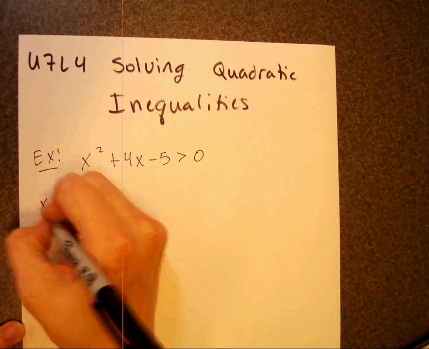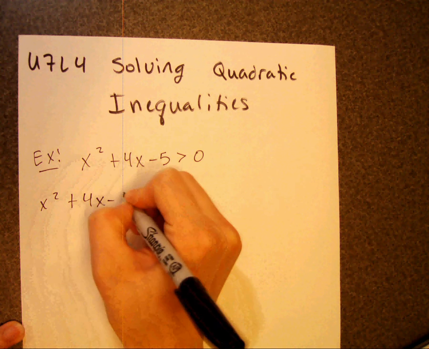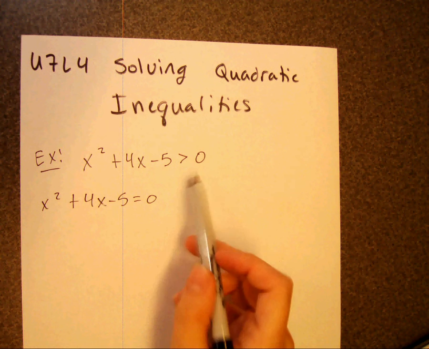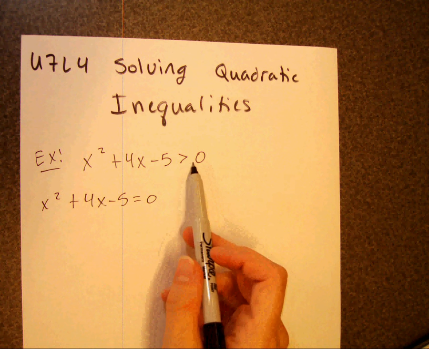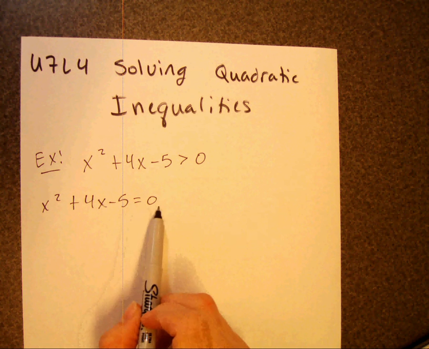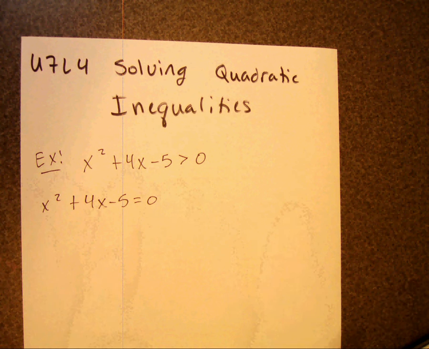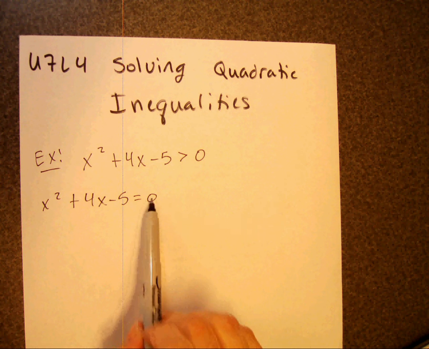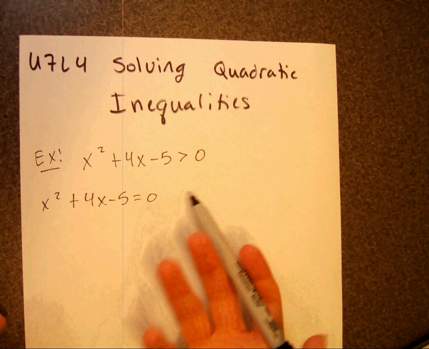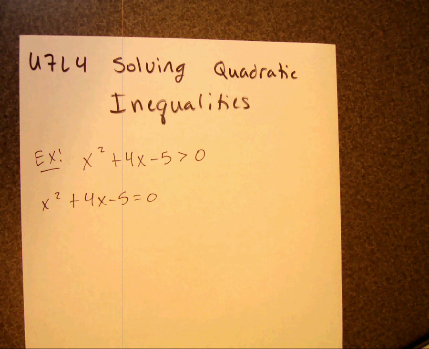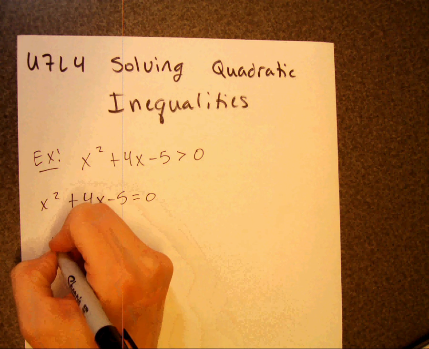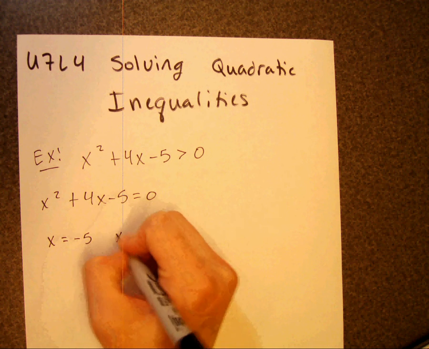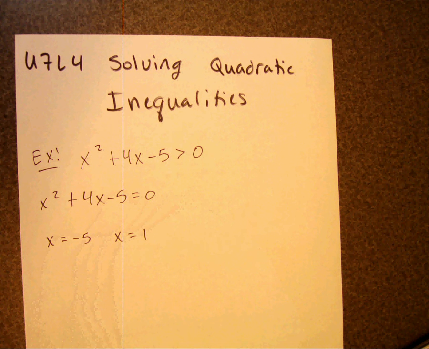So I'm going to start off by solving x squared plus 4x minus 5 equals 0, to give me a starting point, because I know I want all the values that are greater than 0. If I can find the ones that make it equal to 0, we can check little intervals and see if it's positive or negative. You could solve this any way you want: quadratic formula, this one actually factors, or you can plug it in your calculator. It doesn't matter. Either way, you'll end up with x equals -5 and x equals 1.